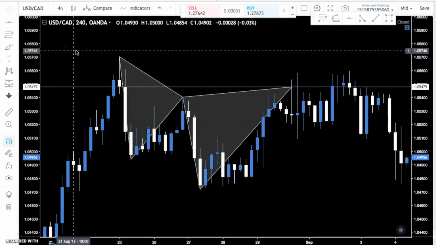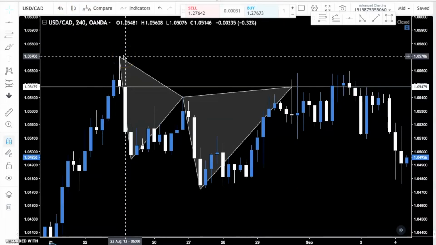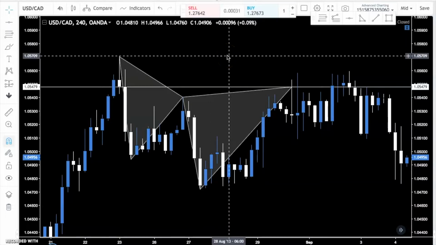Just finished backtesting Cypher patterns on the dollar Canada pair on the 4-hour charts. There was a 10-year backtest that I completed from 2012 to 2021, and I wanted to share the results with you. The parameters for the test were the traditional setup for the Cypher pattern.